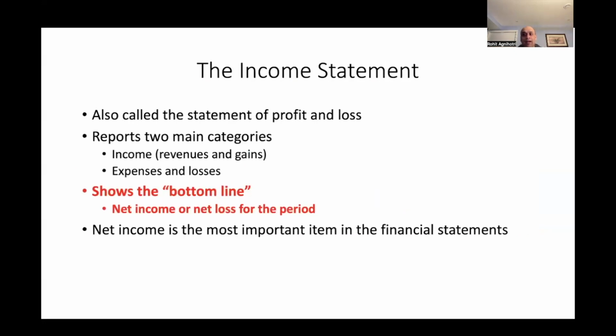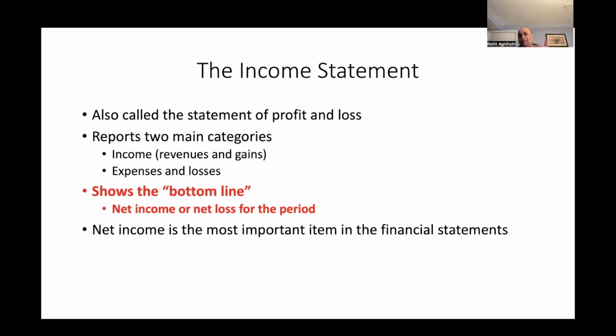Now, going back to our income statement. Income statement is also called profit and loss statement. It reports your income, which is basically your revenues and gains, and it reports your expenses and losses. Towards the last part of the income statement, the last line is called the bottom line. And that is your net income or net loss for the period.